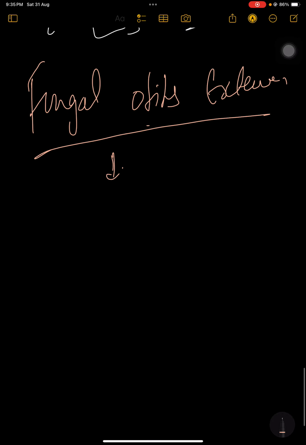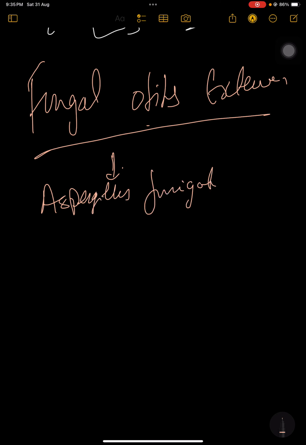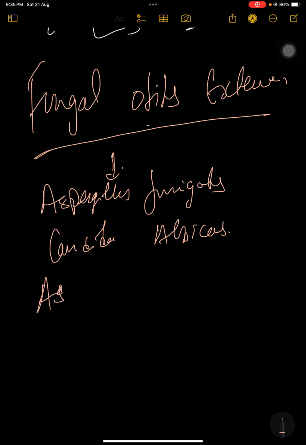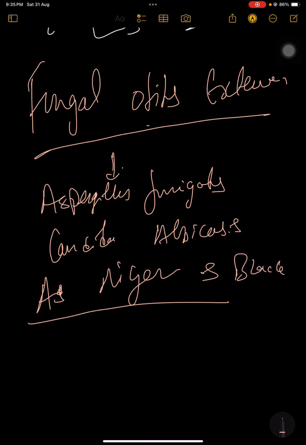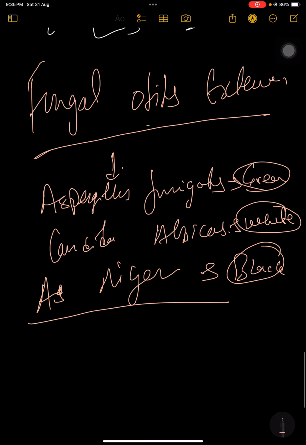Fungal otitis externa is caused by Aspergillus fumigatus, Candida albicans, and Aspergillus niger. Now these organisms, niger means black, albicans means white, fumigatus means green. So the colony is green, white and black.